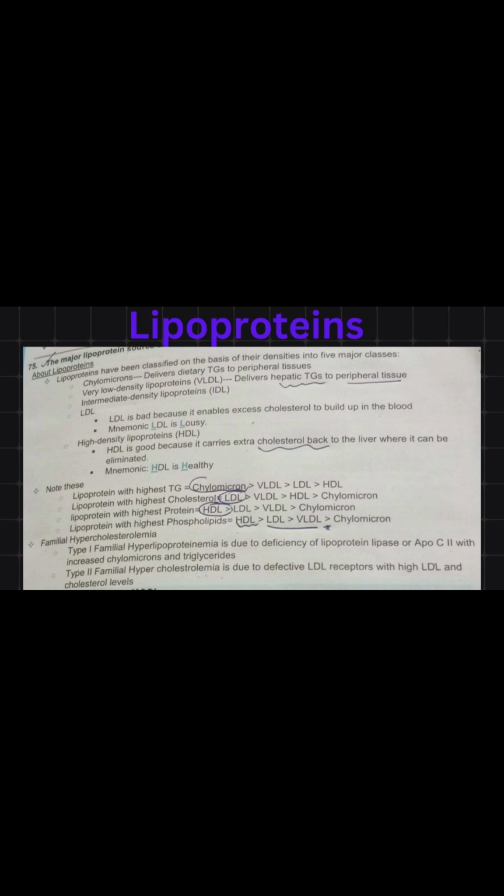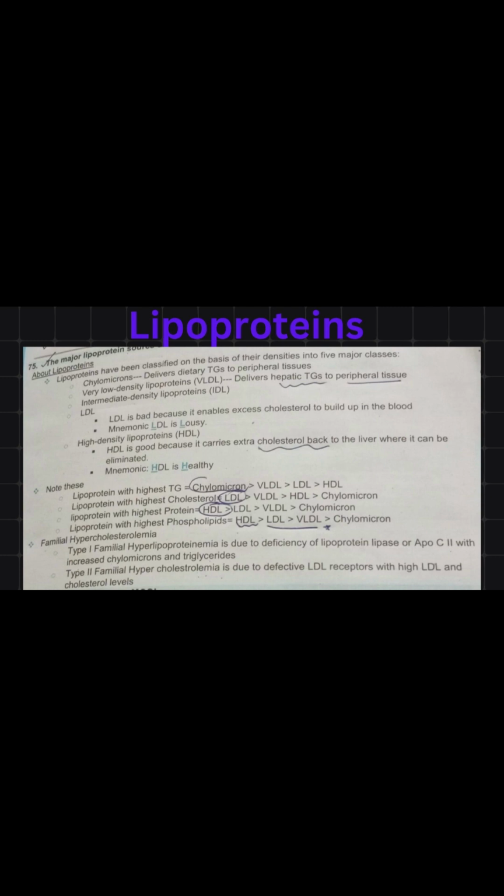So the highest concentration of the triglyceride is present in chylomicron, and then there is VLDL and LDL, and the lowest is present in the HDL, whereas protein and phospholipids are highest in the HDL. Now before doing the disorders, the major lipoprotein source of the cholesterol used in the cell is LDL, is the answer, the major source of cholesterol.